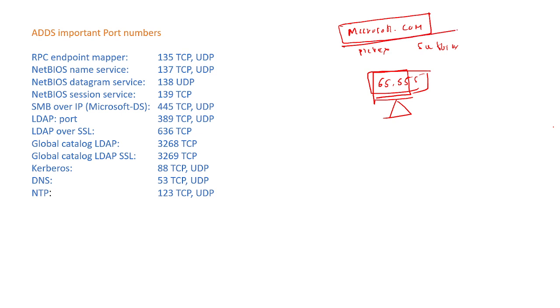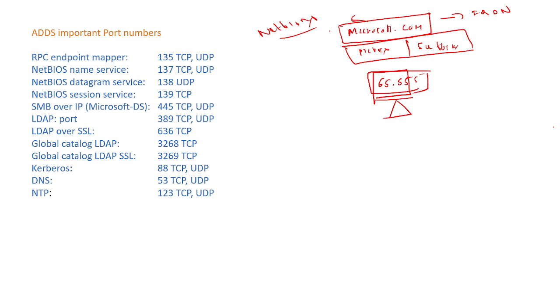So FQDN means it will have two portions in it. One is prefix, another one is suffix, and that is called FQDN, fully qualified domain name. Only Microsoft calls it the NetBIOS name, network basic input output name. Okay, that is called the NetBIOS name.